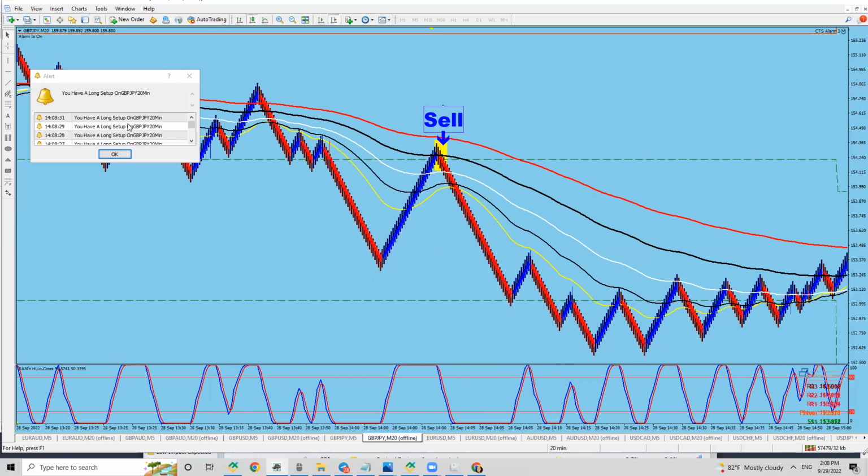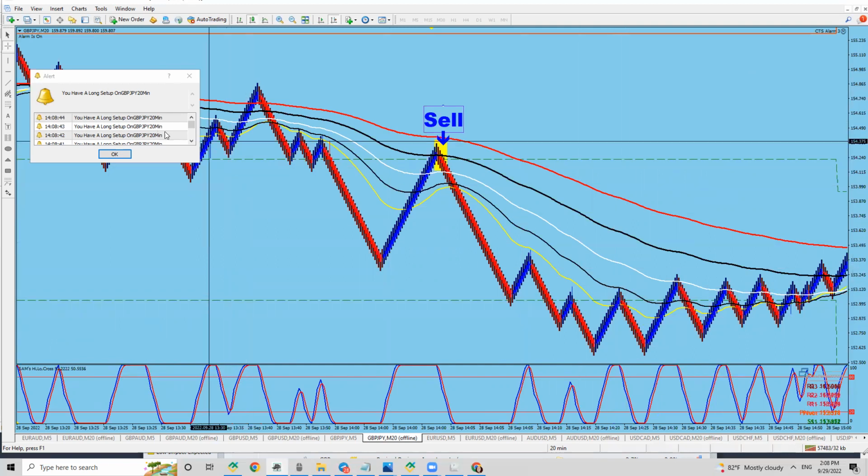You've got to read that. Don't think that because it's beeping here, it is short. It says go long on Aussie yen, but Aussie yen is short. Aussie yen, for example, looks like this, right? So it's a short one, right?